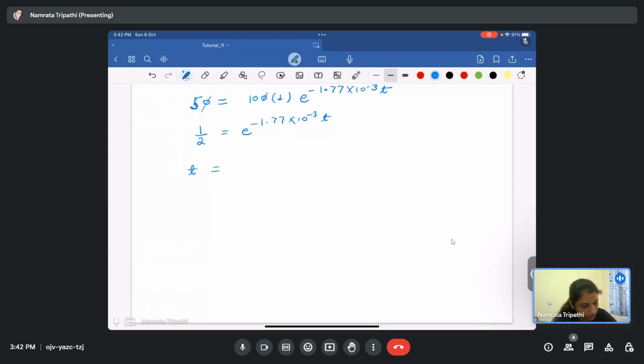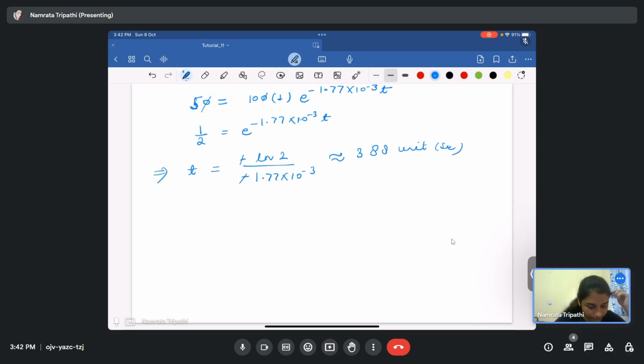if we take log, a negative sign will be there, and this negative will cancel out, and after calculating this you will get the answer. The unit is seconds, you can write. So this is the answer.